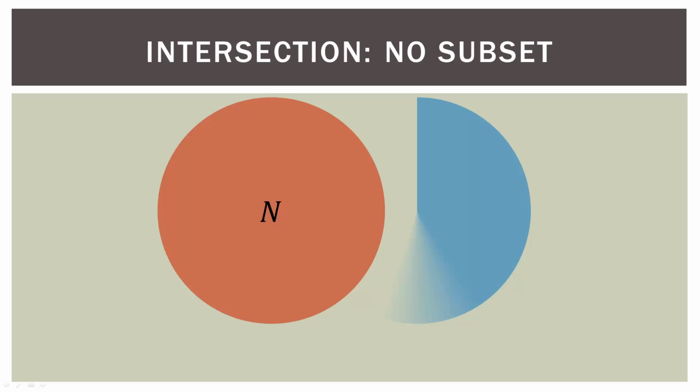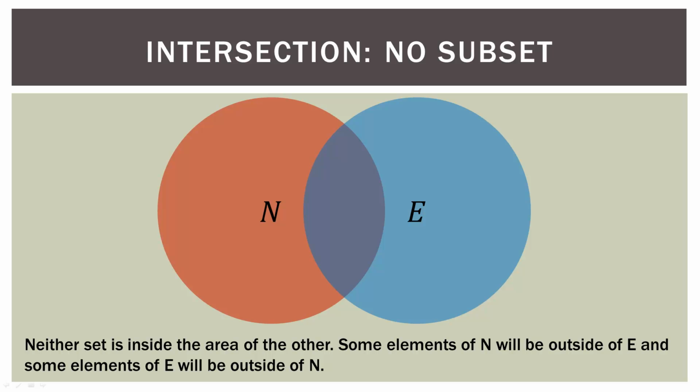So now let's talk about intersections. That's where these problems become interesting, and this is probably how your problems are set up in your class. So here we have set N and set E. Now, if you notice, they overlap here in the middle. But neither set is totally nested inside the area of the other. So there is no subset here.